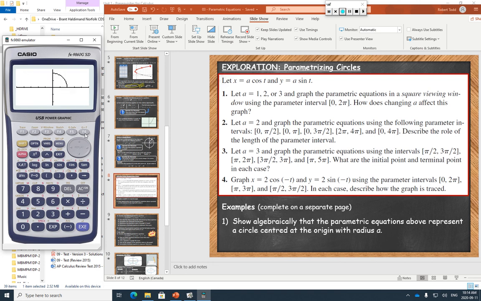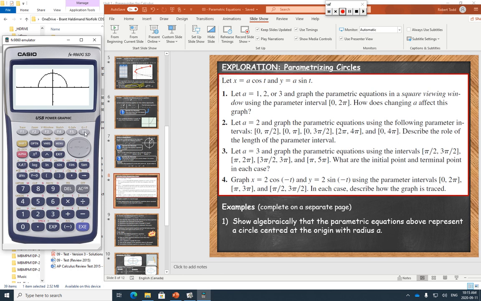Oh. Un momento. V window, not pi over 2. The second one was pi, right? So, pi. Enter, exit, draw. Ah, now you can have any parts of the circle you want based on the t's that you choose.